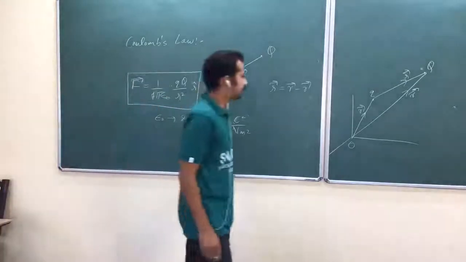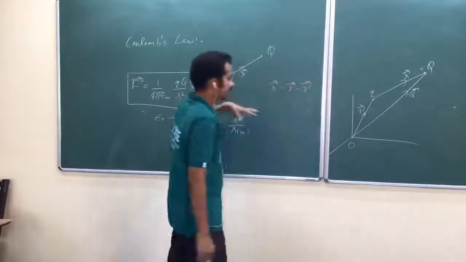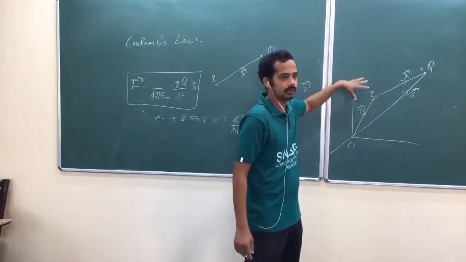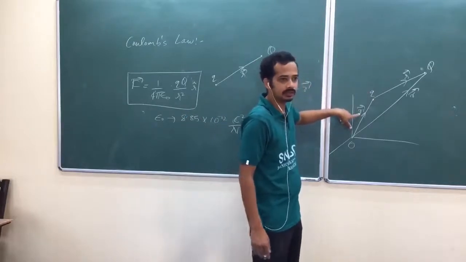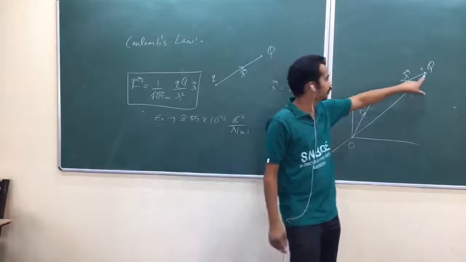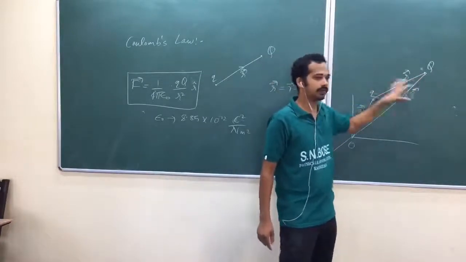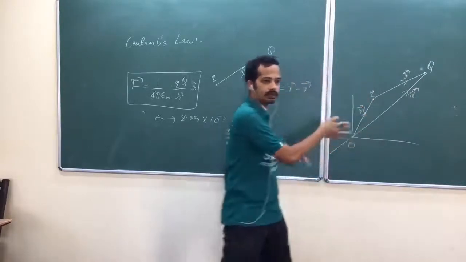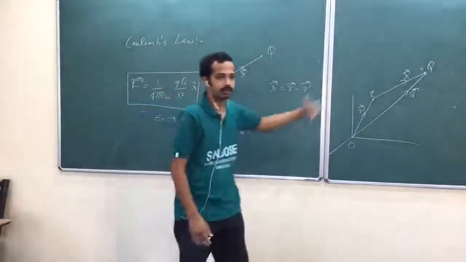Why am I writing this? Because suppose there are many source charges, Q1, Q2, Q3 like that. Now look here, R prime was varying. If you have only one test charge, this R will not vary, R prime will vary. You need to make a summation over R prime, or if it is continuous, you need to make an integration over R prime. That is the next story.